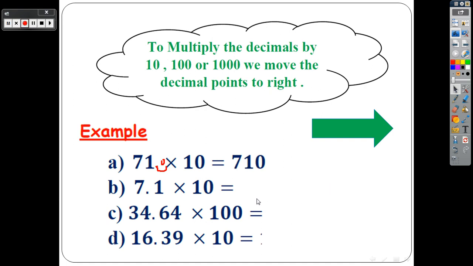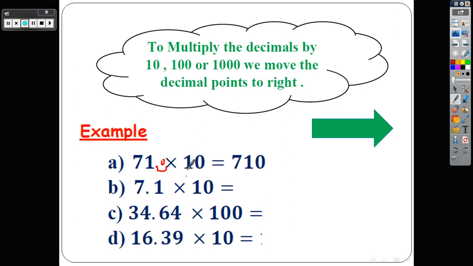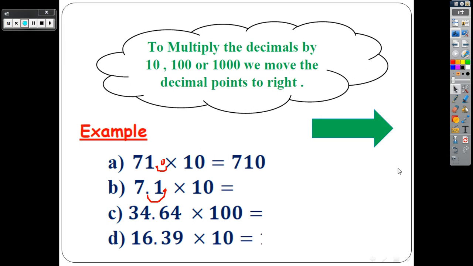Now, the next example, in the same way, move the decimal point to the right one decimal place because you multiply by 10. So the answer will be 71.000. So you can say that the answer will be 71 only.